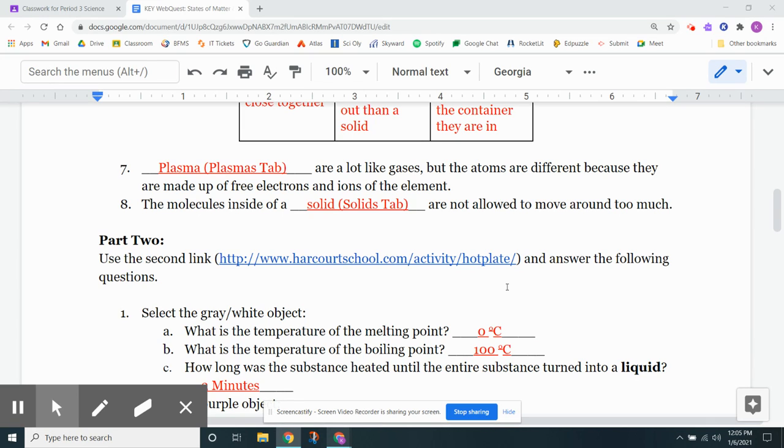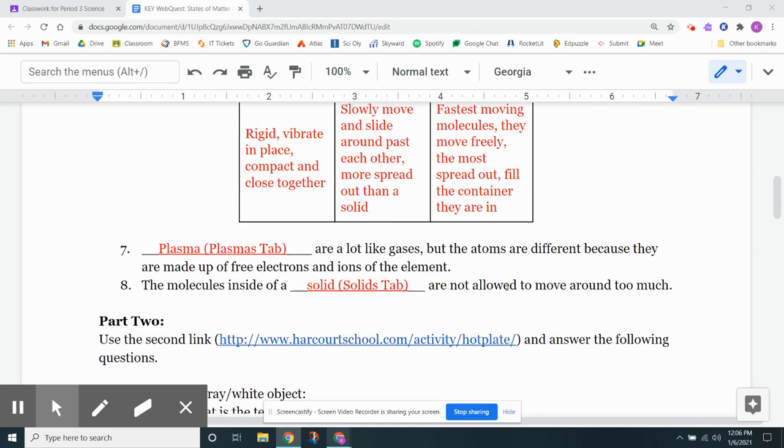And we will talk more about plasma when we do our notes tomorrow. And we'll talk about the naturally forming forms of plasma and then the man-made forms of plasma. And then question number 8, it says the molecules inside of a solid are not allowed to move around too much. And that came from the solids link or tab. So that was part 1.